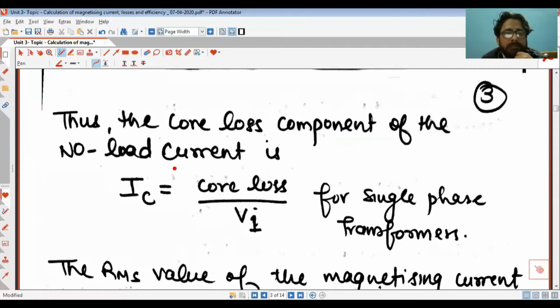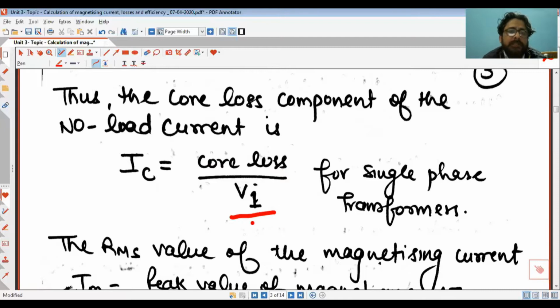So from here we can find out IC is basically core loss upon V1, where V1 is the RMS value of voltage applied across primary. You may also find it as V1, you may also find it as VP. P for primary is generally used for primary, right? This is for the single phase transformer. For a three phase transformer, the per phase will be 3 V1, so it will be divided by 3 here, right? For a three phase transformer.